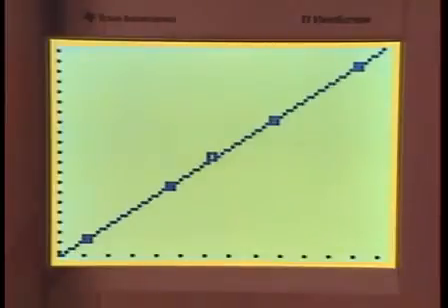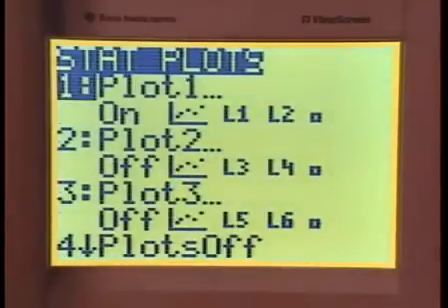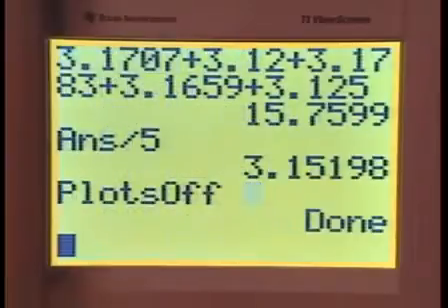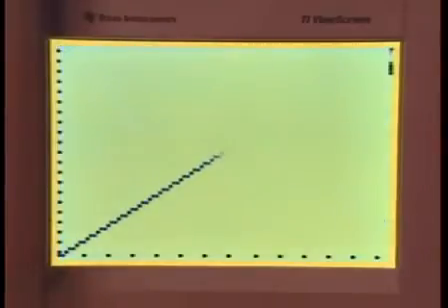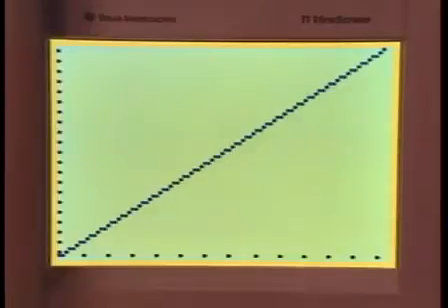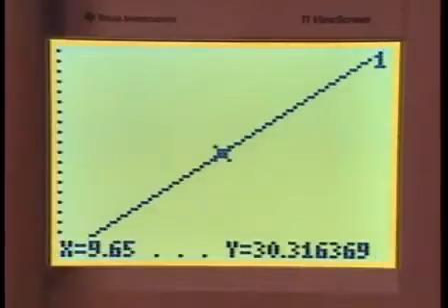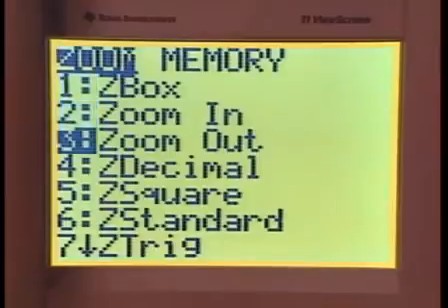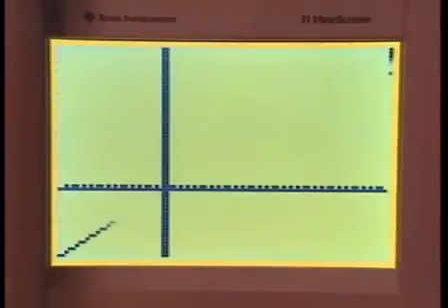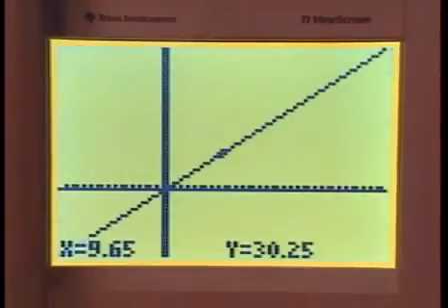Let's turn those plots off, meaning let's delete those particular points and look at the entire graph. Plots off is number 4. Now we have the continuous line. We could also zoom out a bit, so if I trace and I go to zoom, zooming out will allow me to see more of the graph. And there we have it.